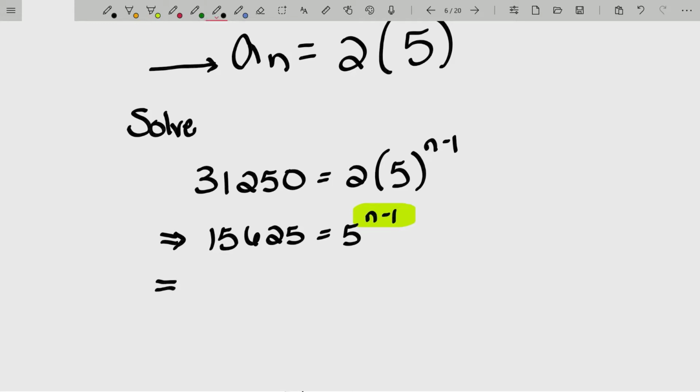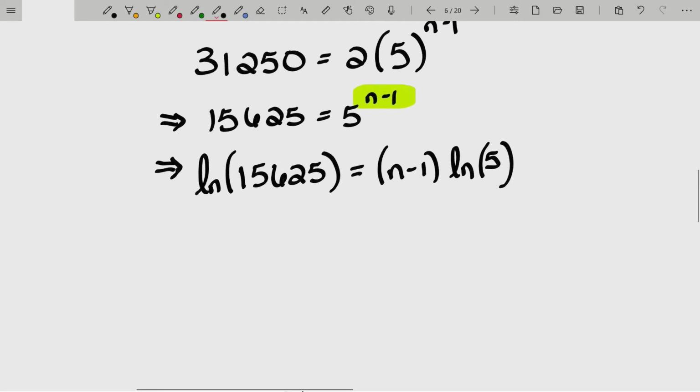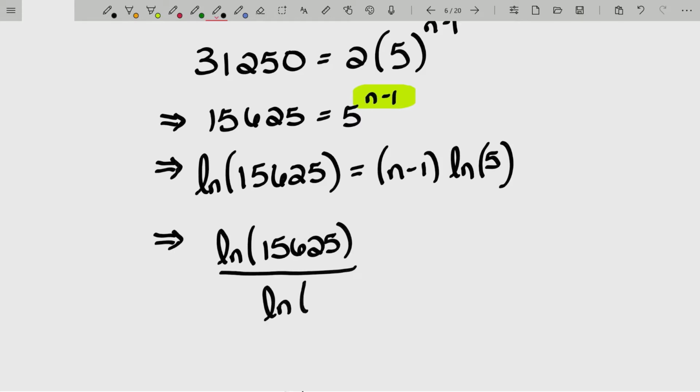I'll take the natural log of both sides, just because that's a habit that I have. So I'll take the natural log of 15,625. That should equal the quantity n minus 1 times the natural log of 5. If you don't know how I got that, watch my videos on solving exponential equations. Divide both sides by the natural log of 5. And also, when you're done with this, add 1 to both sides. So I'm just quickly doing that. Plus 1 is equal to n.